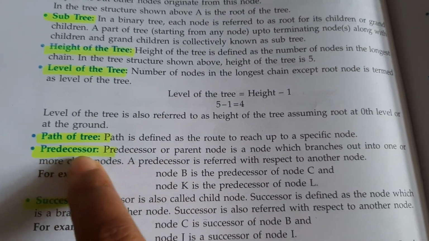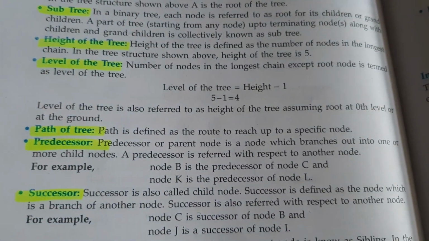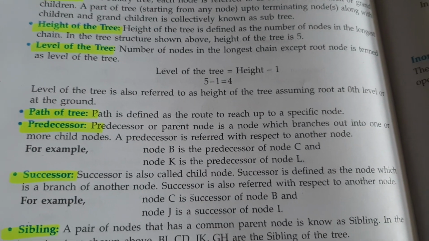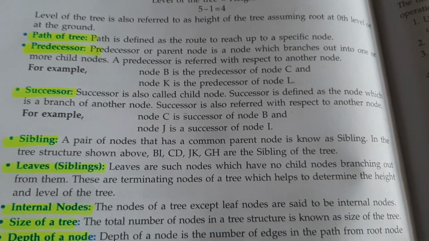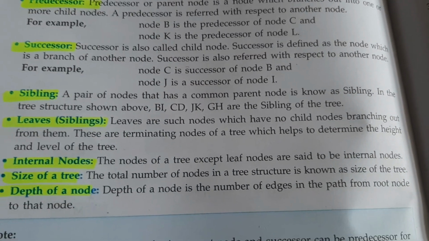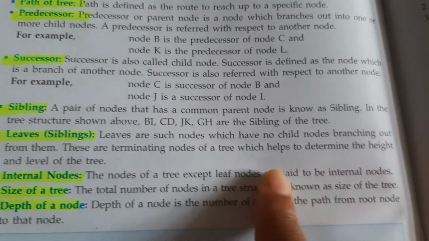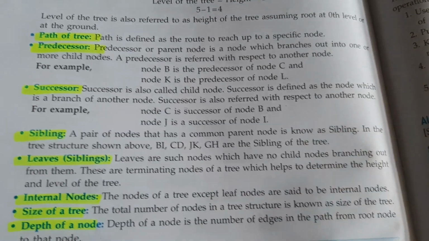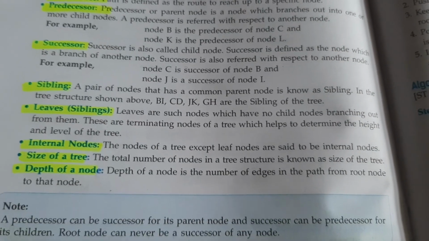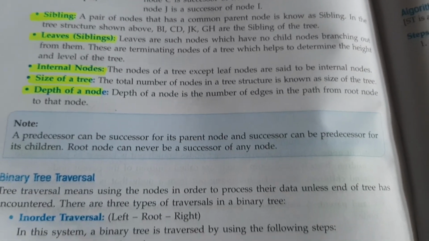What are predecessors? Predecessors are the parent nodes. Successors are the child nodes. Siblings are nodes below the successor. And then the leaves. These definitions and examples are given very clearly. You can go through them and check the diagram. Once you do that, you will easily get what is happening here.